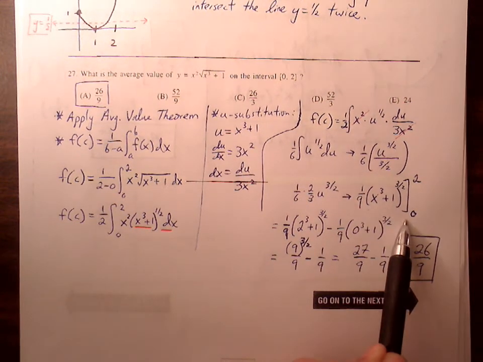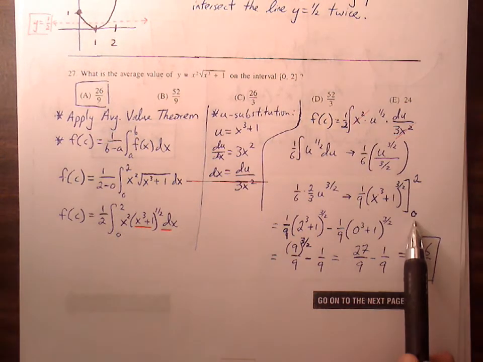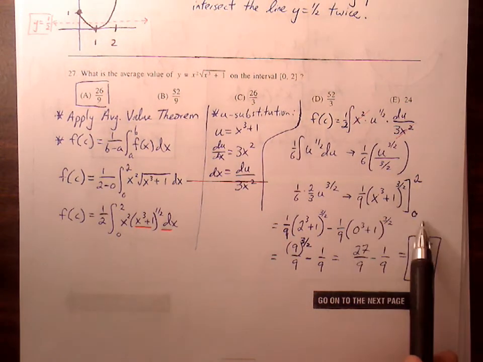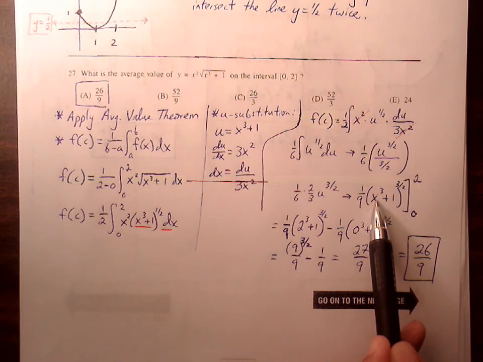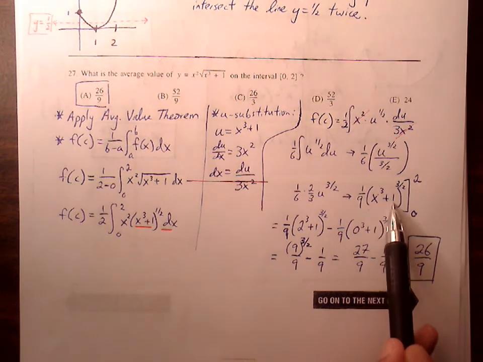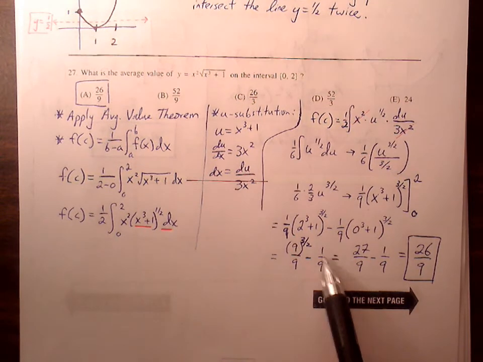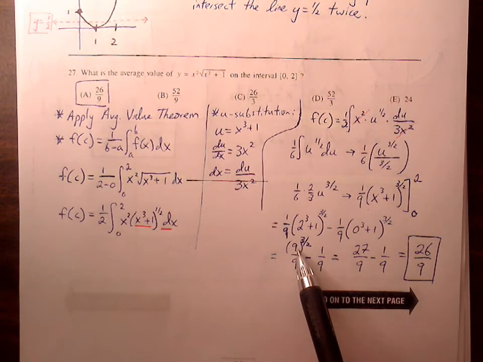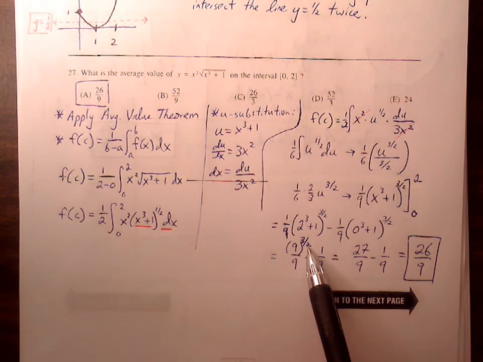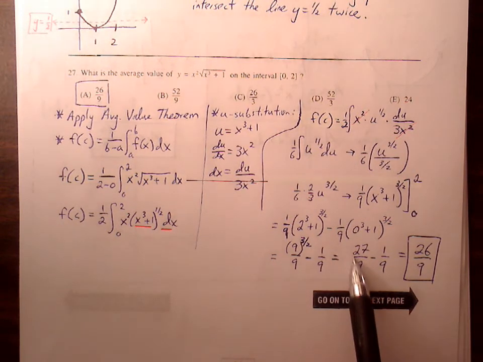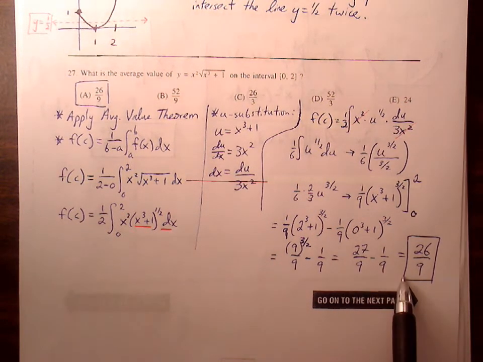So here, that's where we've got to be careful. The 0 here is not going to wipe everything out to be 0. The 0 is going to take this x out, but you still have a 0 plus 1 to the 3/2, so there's still a negative 1/9 there. Okay. So let's see if we can clean this up here. 9 to the 3/2 is the same thing as taking the square root of 9, which is 3. 3 cubed is 27. So we get 27 over 9 minus 1 over 9, which is 26 over 9.